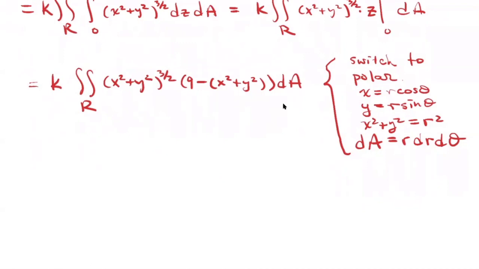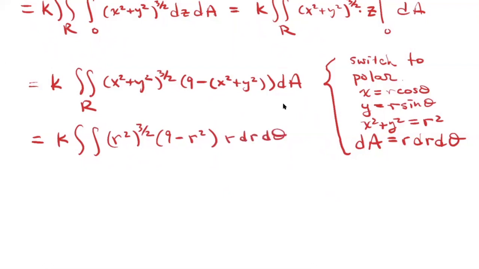Okay, so here we go. This will be k times the double integral of x squared plus y squared, which is r squared, to the 3/2, and then you have 9 minus r squared, and then dA is r dr d theta. Just reminding you that d theta is not a length. It's r d theta that's a length, and so dr times r d theta is an area. Now we'll integrate over this circle of radius 3.